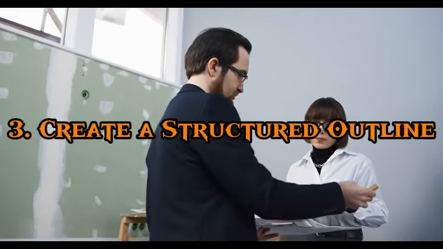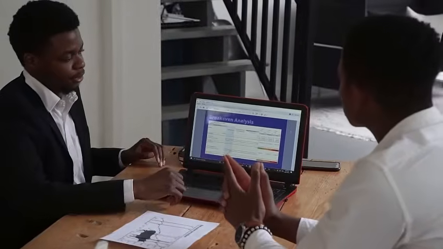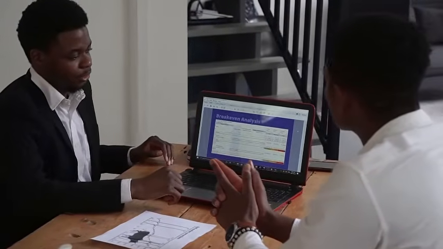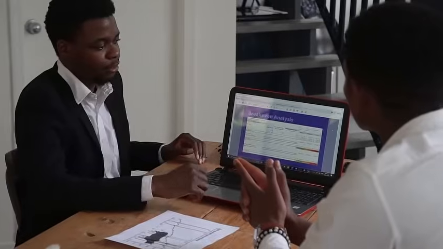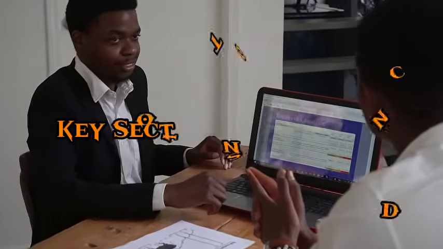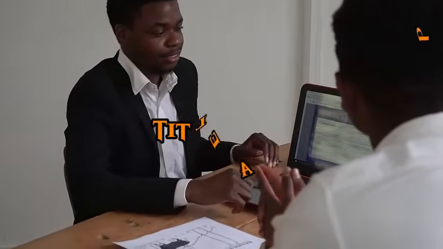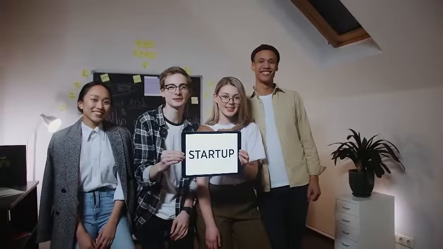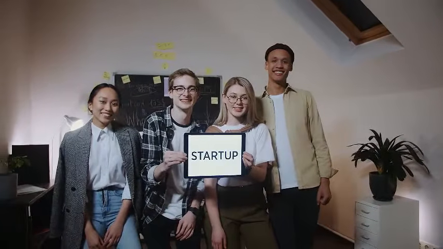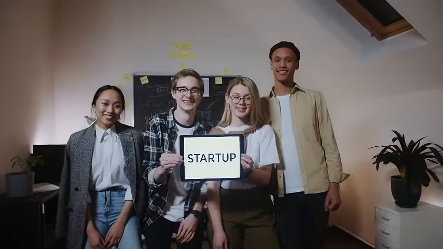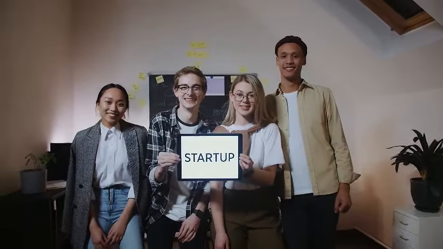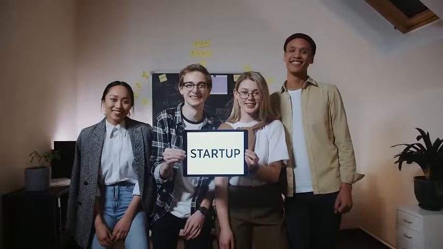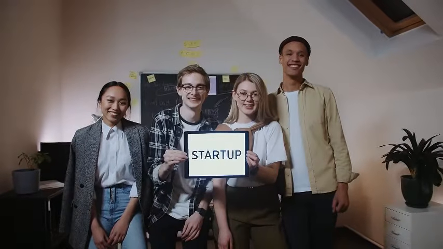3. Create a structured outline. A well-organized structure is key to making your proposal easy to read, visually appealing, and professional. A good outline acts as the backbone of your document. Key sections to include. Title page. Include essential details. Proposal title, e.g., Digital Marketing Strategy for ABC Corporation. Your company's name and logo. Client's name and logo, if appropriate.